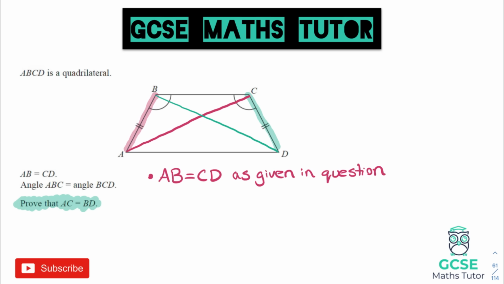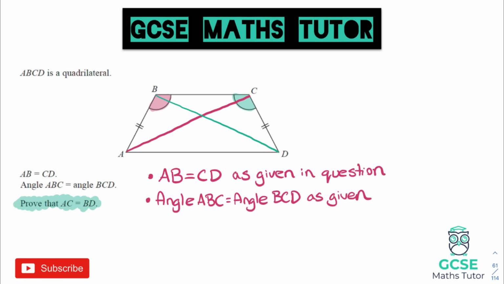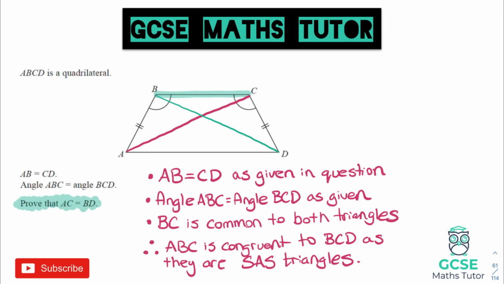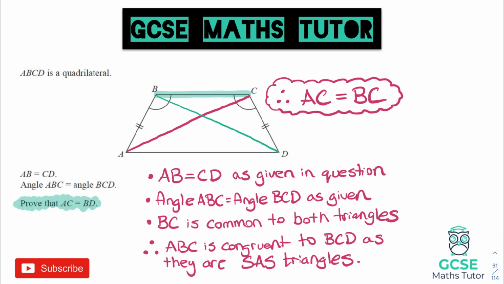So this one here, we had to show that these two triangles were congruent, which would then show that AC was equal to BC. So we could find that two of the lengths were the same as given in the question, two of the angles were the same which was given in the question, and then they both shared a similar line, so therefore they were SAS triangles, and therefore the lines must have been the same length.